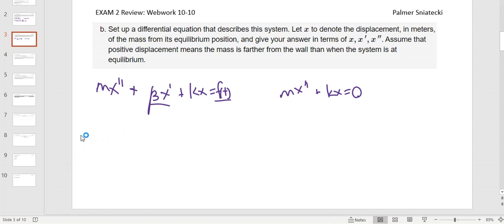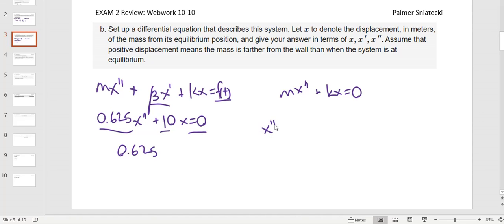And since we already figured out mass is equal to 0.625, we get 0.625 x double prime plus 10 x equals 0. And that's technically right, but there's an even simpler way of writing it. All we've got to do is divide both sides by 0.625, and we're going to get x double prime, making our life way easier, only having 1 there, plus 16x equals 0. And there's part B.